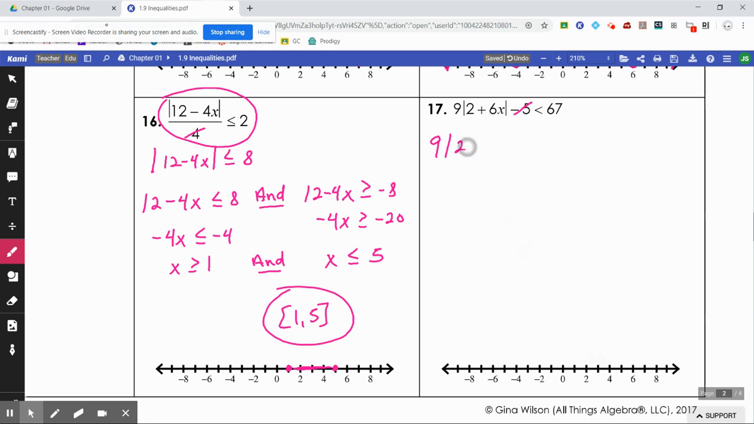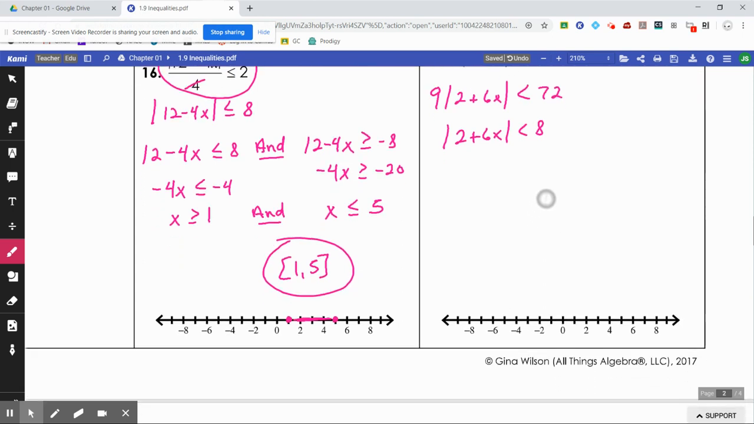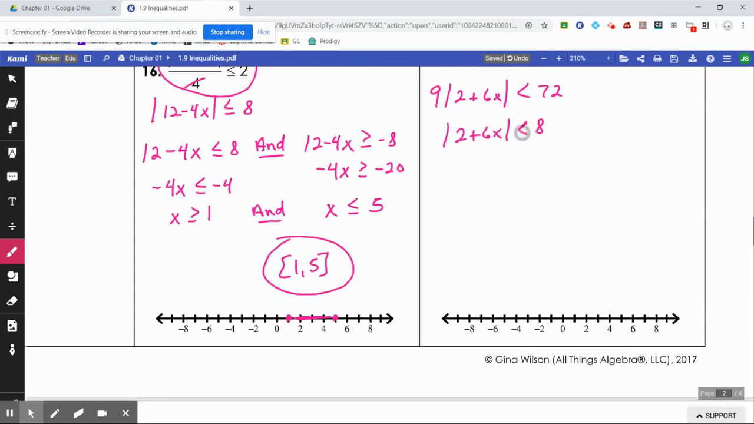And if you're getting pretty good at these, if you'd like to move them both over in the same step, that'll be fine. So add 5, then we got to divide by 9. 2 plus 6x is less than 8. This is an and statement because it's a less than. So we're going to do keep it, switch. 2 plus 6x is less than 8. And because of less than, 2 plus 6x, switch.